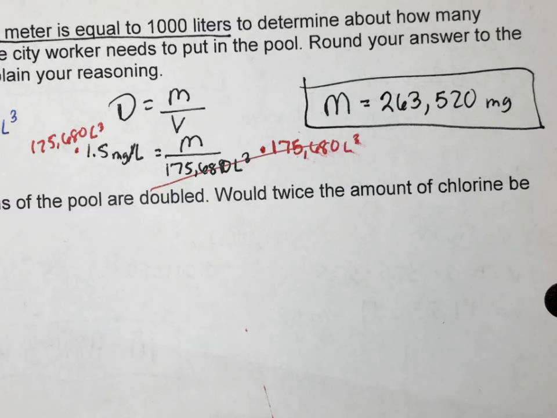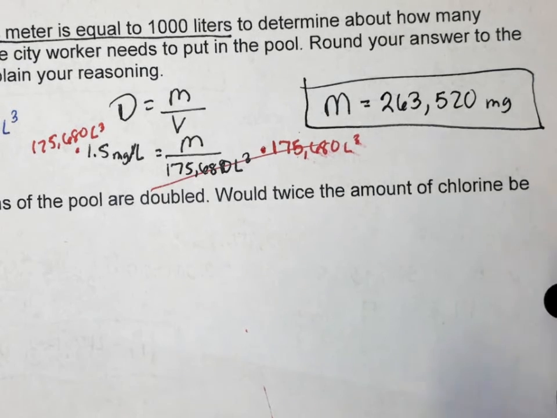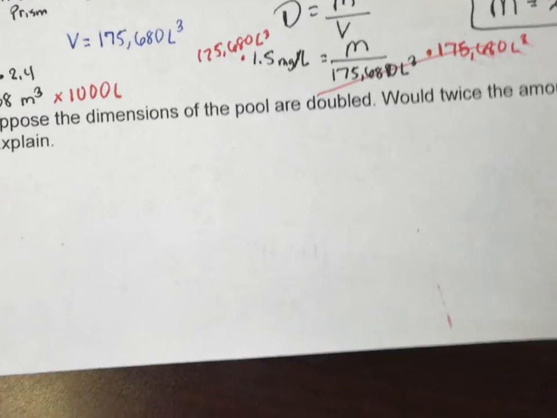Then after that, part B is working off part A. It says, suppose the dimensions of the pool are doubled. Would twice the amount of chlorine be needed? So this is not just a yes or no question. To prove yes or no, you have to actually solve this. I've seen some kids just write yes. You don't know that, and honestly, it ain't yes.